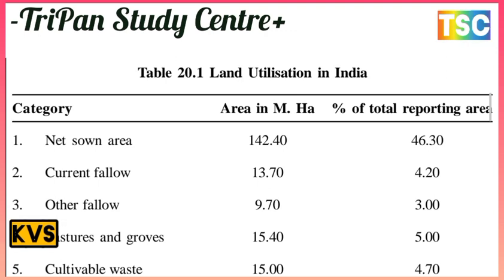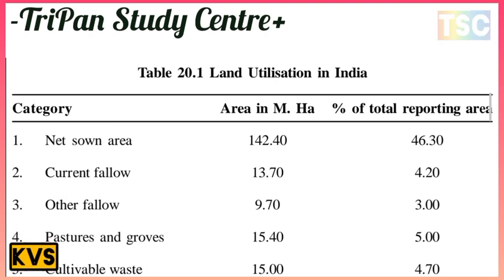This is land utilization in India, with category, area in million hectares, and as a percentage of total reporting area. Net sown area is 142.40 million hectares, which is 46.30 percent. Current fallow is 13.70, which is 4 percent. Other fallow is 9.70, only 3 percent. Pastures and groves are 15.40 million hectares, only 5 percent.